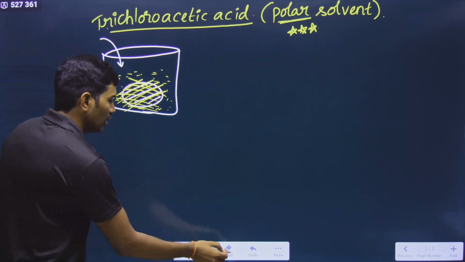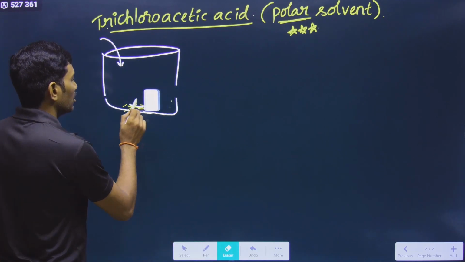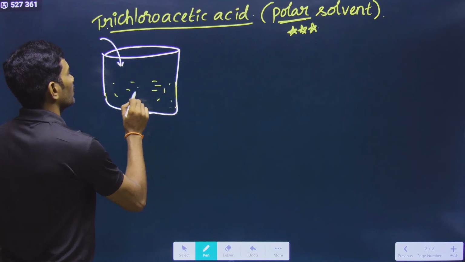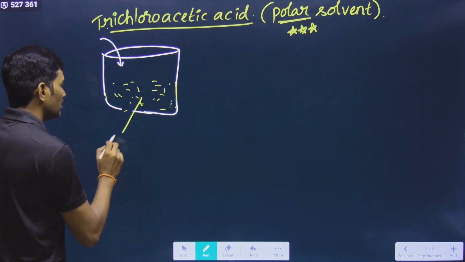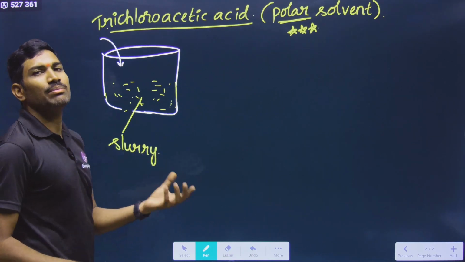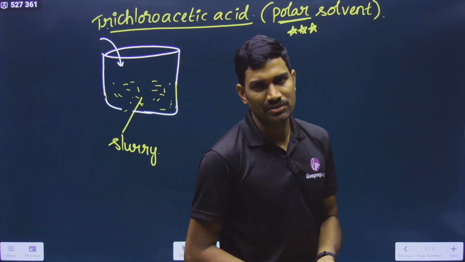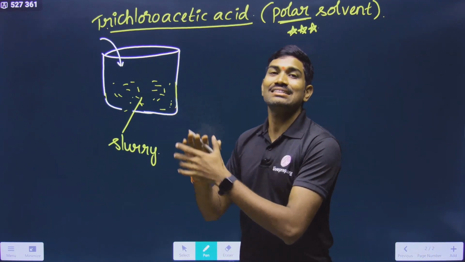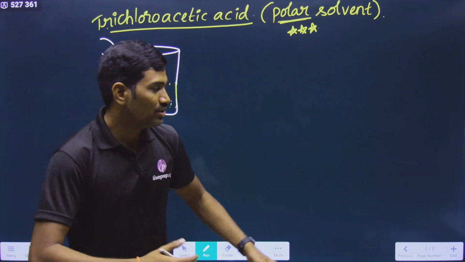So in this way, overall, you will observe one slurry. Slurry means what? Semi-solid paste. Okay. So that slurry you are getting here. Now this slurry is ready. And then what are we going to do with this?